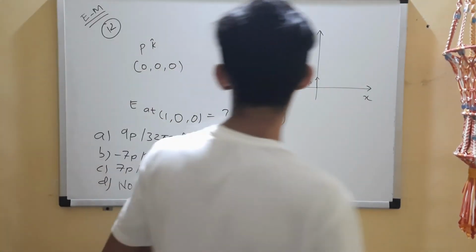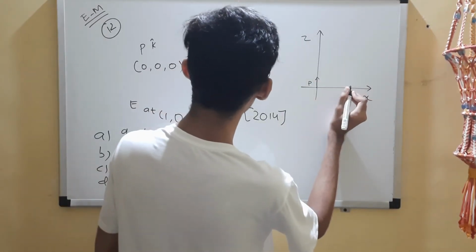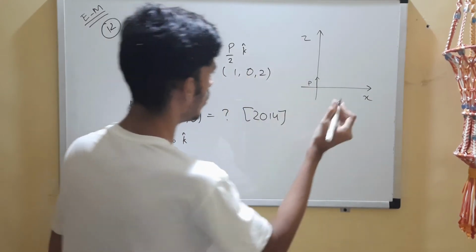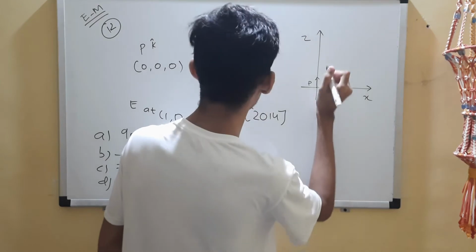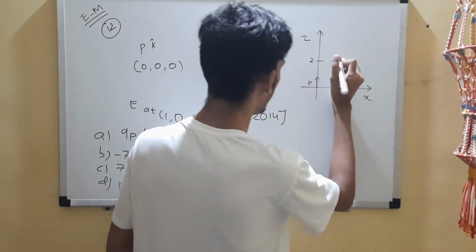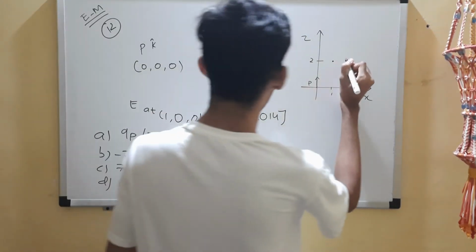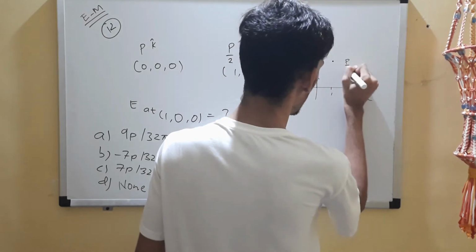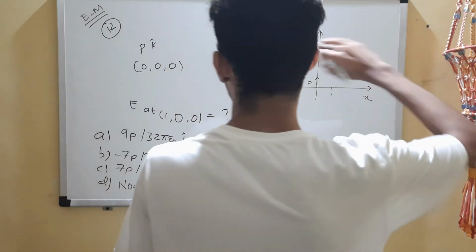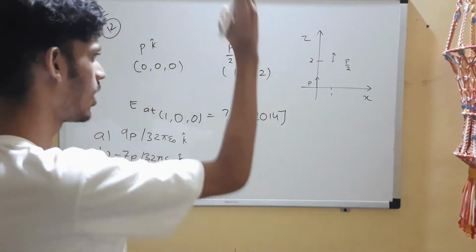Now coming to the second dipole, it has a magnitude of p by 2 and it is at the point 1, 2 in XZ. On the x-axis it's 1 and on the z-axis it's 2. So somewhere here we have the center of this dipole. The dipole moment's magnitude is p by 2 and the direction is the same as this one, which is along the positive z axis, along k cap.